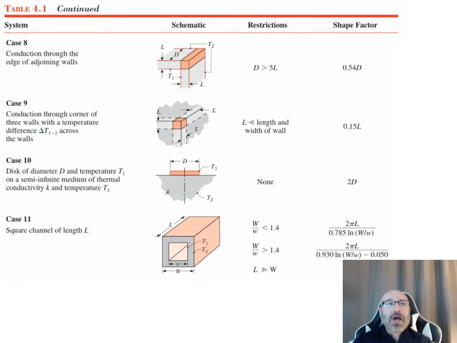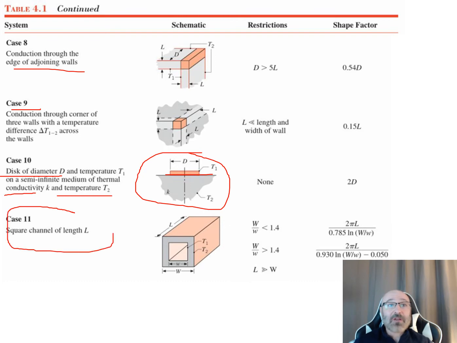So then we continue on with the last 4 cases right here. We can see conduction through the edge of adjoining walls. This is a great one for structures. Maybe we're talking about a corner down here in case 9, or a disc down here of a known diameter sitting on top of our semi-infinite medium of thermal conductivity K and temperature T2. So that's a completely different situation than we've seen yet. Or we just might have a square channel of some length out here.